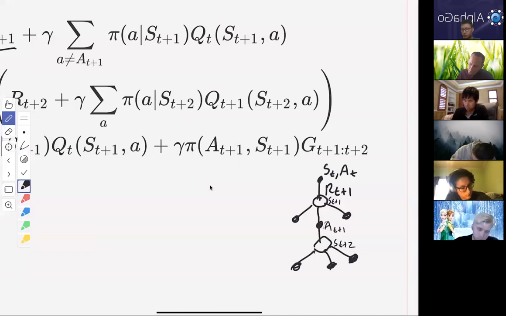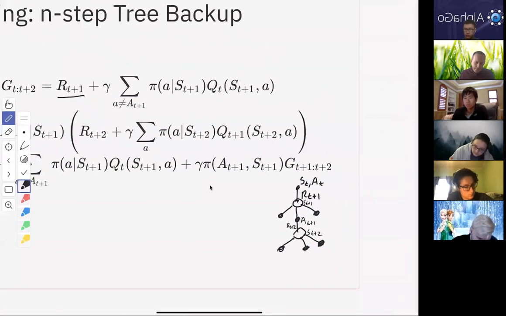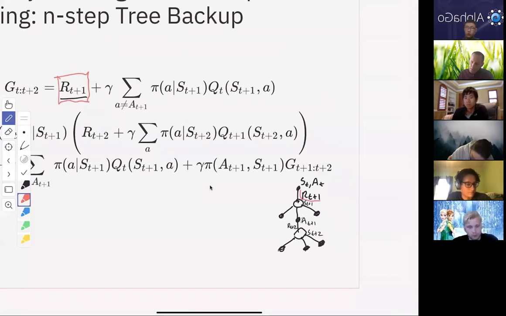This is S_{t+2}, and here we have R_{t+2}. So what we're going to do is take R_{t+1}, right? So this is our immediate reward. And then, of course, we do our discounting. And now we're going to take our weighted sum at the first level.